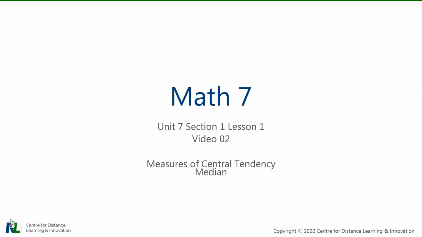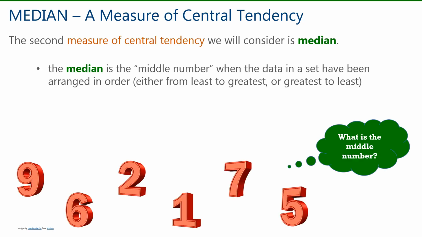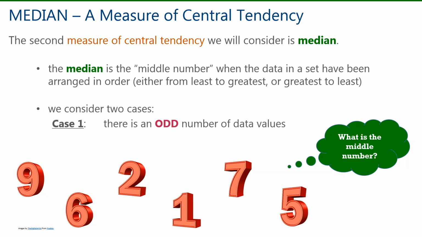In our second video for Lesson 1 of Section 1, we will examine another measure of central tendency, median. What is the median? It's the middle number when the data in a set have been arranged in order, either from least to greatest or greatest to least. We will normally go from least to greatest. And there will be two cases that we consider. Case 1, if there's an odd number of data values in our set, and case 2, if there's an even number of data values in our set.